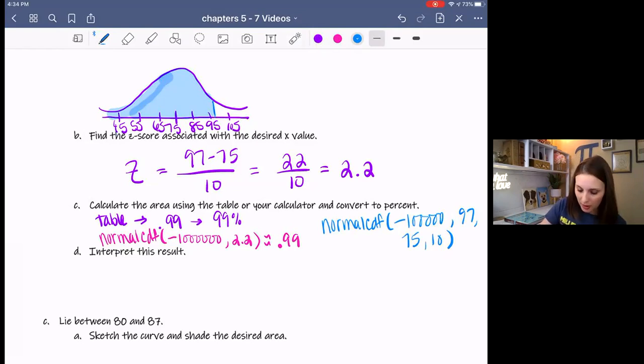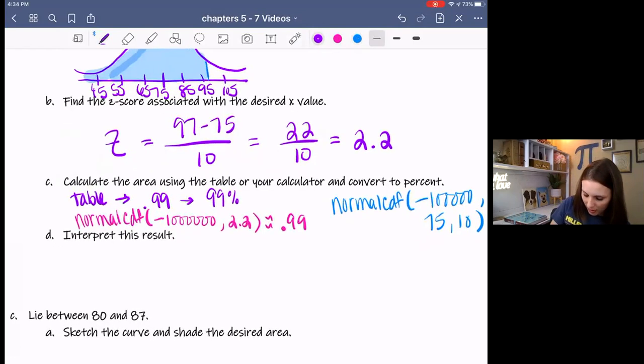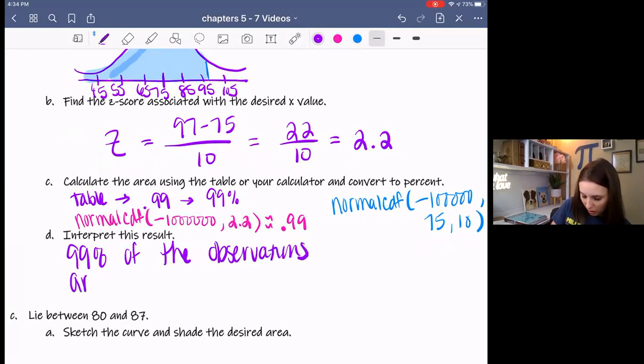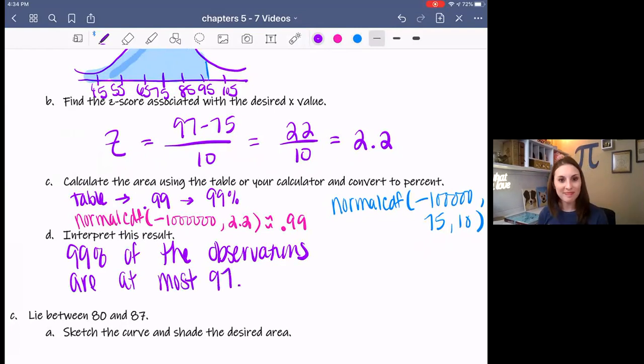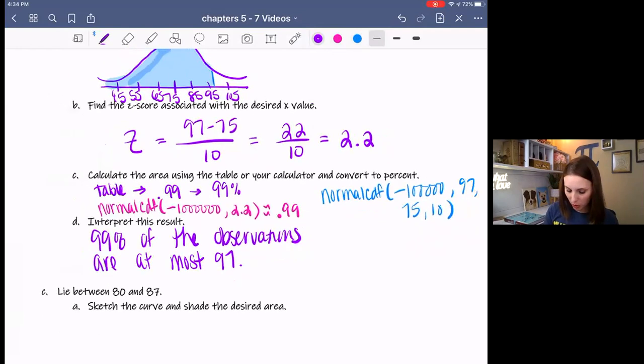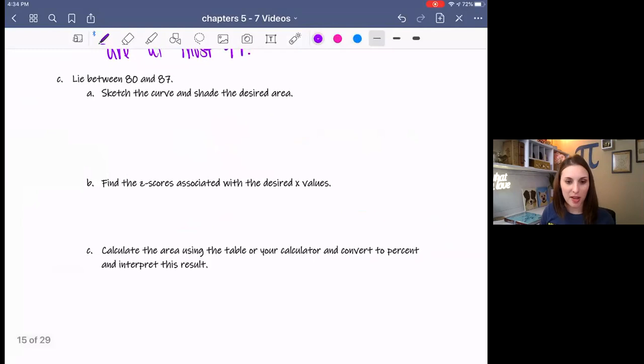And then that means that 99% of the observations are at most 97. Not so bad, right? So go ahead and try the next one. Pause it, try it, and come back.